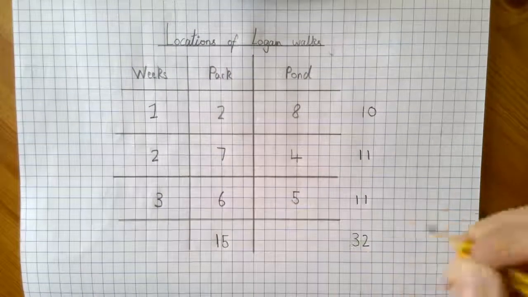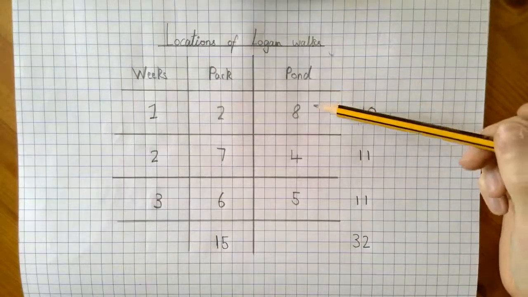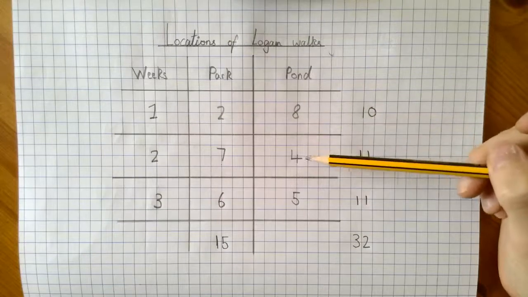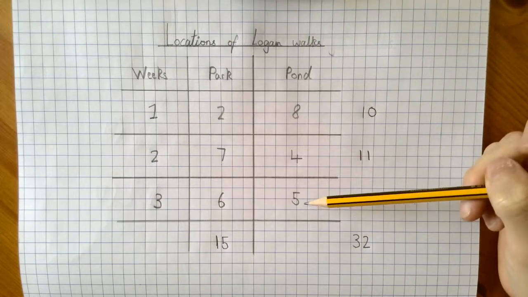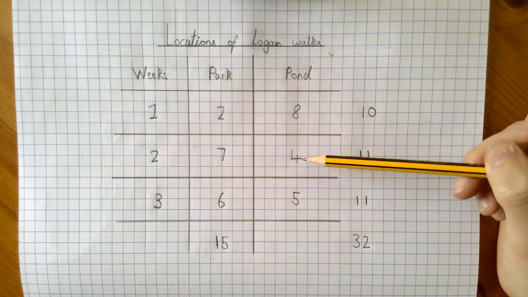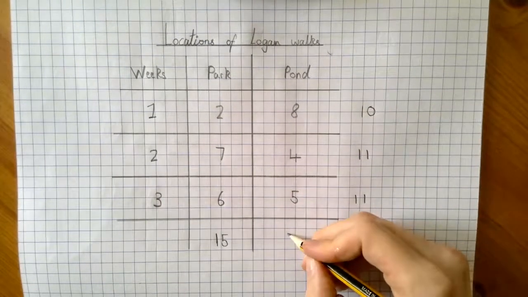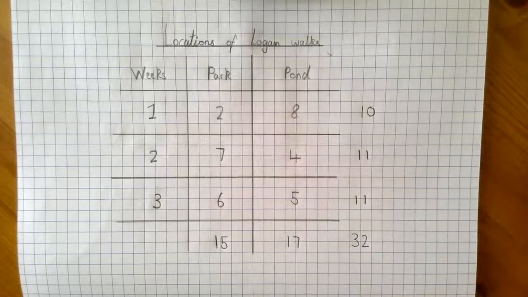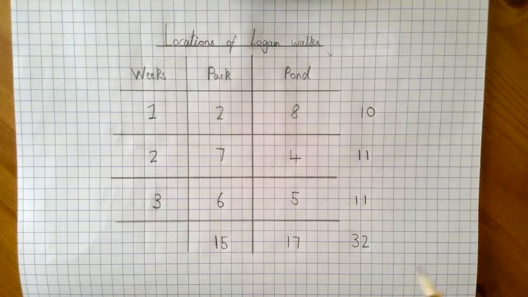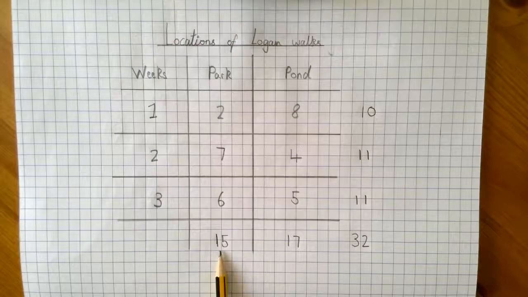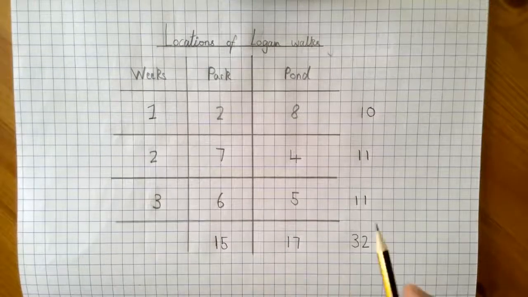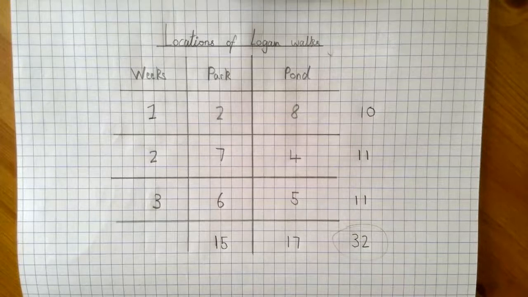And the same for the pond as well. So we've got 8, 4 and 5. So we can put the 5 and the 4 together, which is 9. Add the 8, which gives us 17. And you would now hope these numbers aligned and made sense, because if I take 15 and add it to 17, we should get an answer of 32, and we do.